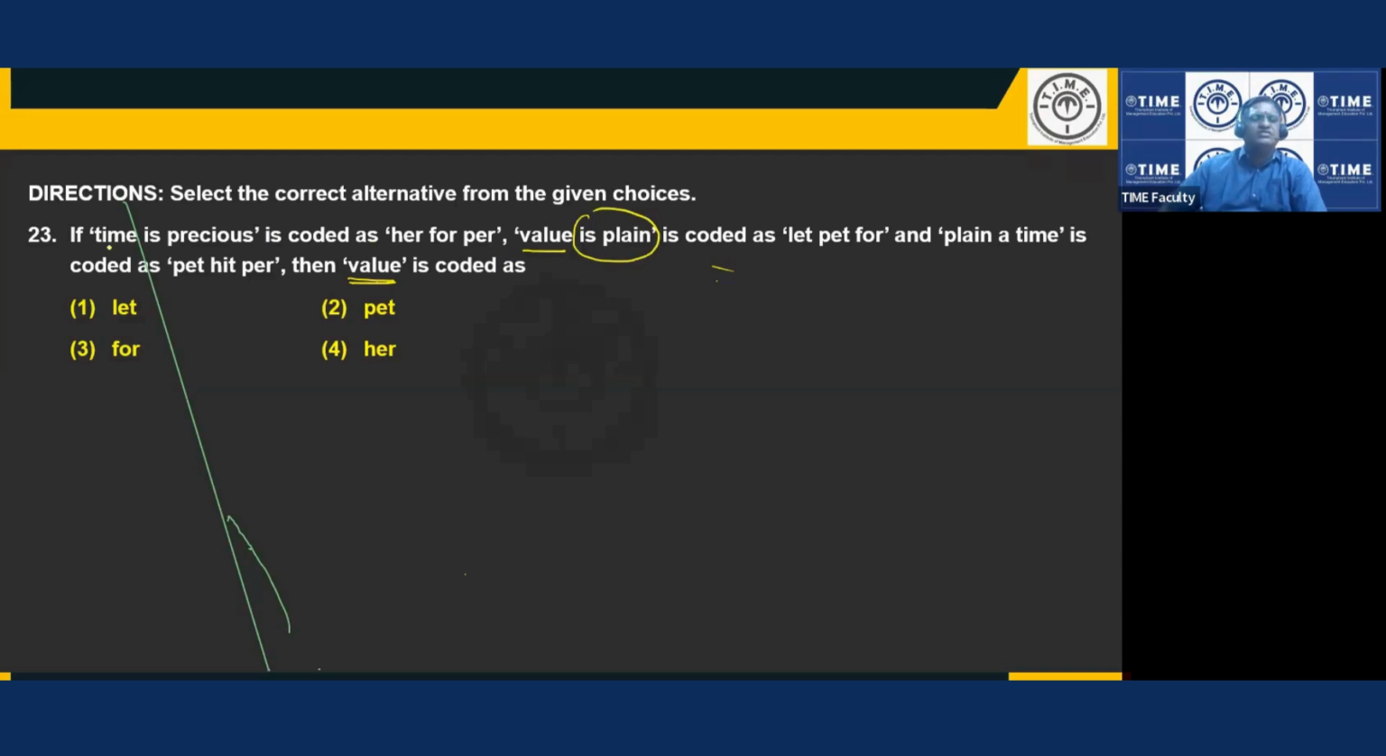In the first sentence, time is precious, value is plain, is coded for what is common, is is common. So what are the common terms of the code terms? Her, for, per. For is common, so for is gone for is. Next, plain. Plain is in the second sentence and third sentence. So remaining are let and pet, and in the third sentence the coding is pet to hit to per. Pet is common. When pet is gone for plain, automatically value is coded for let. Option number 1 is completed.